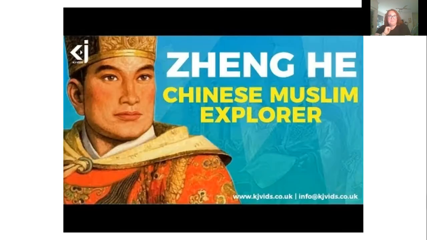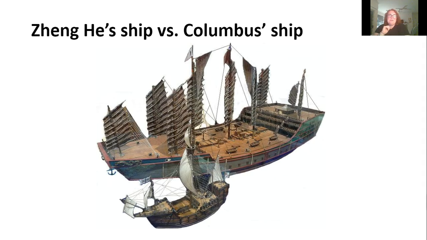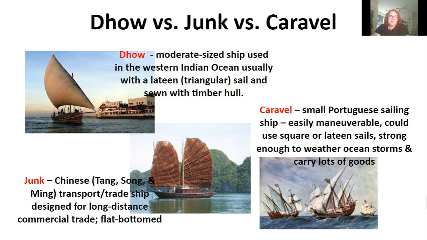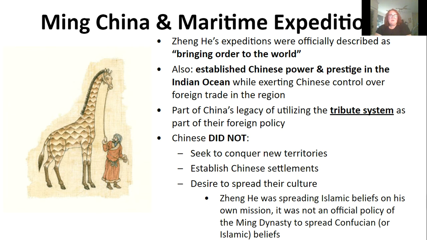They wanted to enroll distant peoples in the Chinese tributary system, so that they could acknowledge that China was the best overall, right? We've looked at the difference between the Chinese ships and Columbus's ships, and we all pretty much agree that we would rather be on the Chinese ships versus the caravels. Zheng He's expeditions were officially described as bringing order to the world. It also established Chinese power and prestige in the Indian Ocean, while also being able to exert their control over foreign trade.